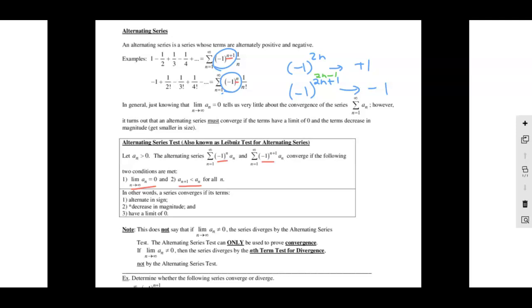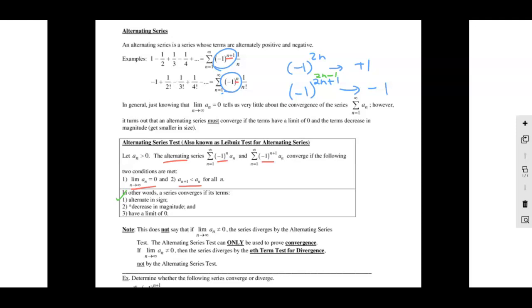Okay, so really, here's a better way to think about those conditions. There are 3 facts. It's got to be alternating. That's the first thing, right? So my series must alternate in sign. That's the first thing you've got to check. Because if it's not alternating, why are you using the alternating series test? That would be silly. First condition, it's got to alternate.